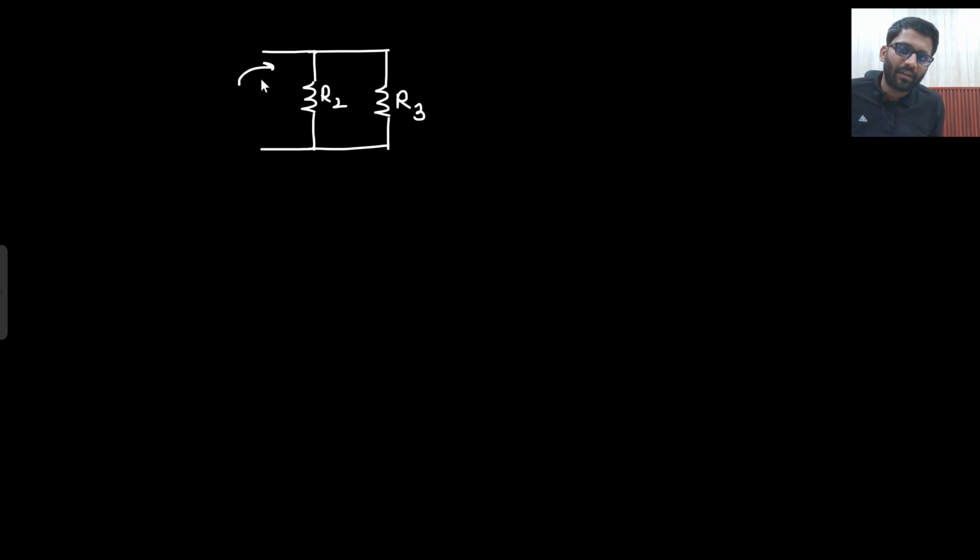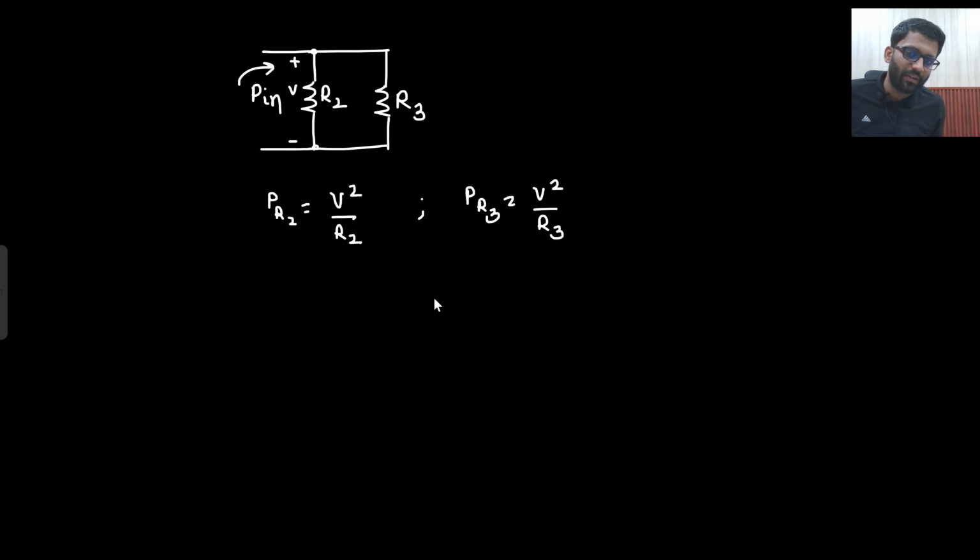And we had a power P in here. Then how much power will be delivered here? Both are having the same voltage, right? So this resistance R2 would be having V square by R2 power, and this resistance R3 would be having V square by R3 power. So here you can see that voltage is the same, so basically the power is inversely proportional to R2.